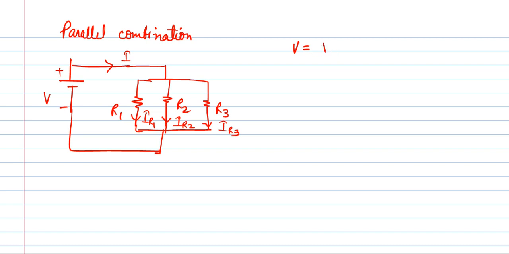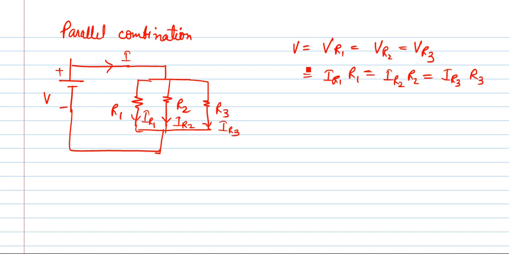So V will be equal to the voltage across resistance R1, that is VR1, the voltage across resistance R2 is VR2, and the voltage across resistance R3 is VR3. So VR1 is IR1 into R1, VR2 is IR2 into R2, and VR3 is IR3 into R3, that is equal to V. So all these voltages are equal because they are connected in parallel with the voltage source.